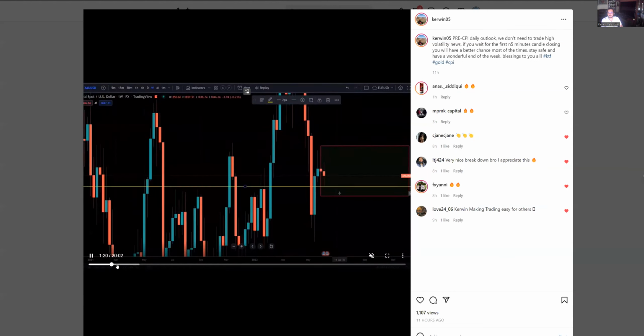I sold last night as well. Not the 42. I sold the 46. And I had like 18 pips stop loss there. I managed to survive the pullbacks. I sold these candles, the one that I sold.